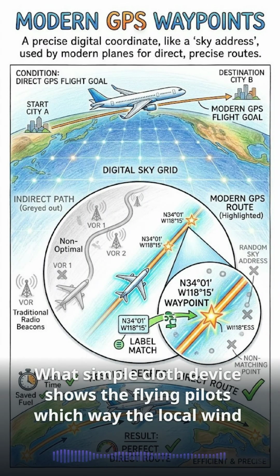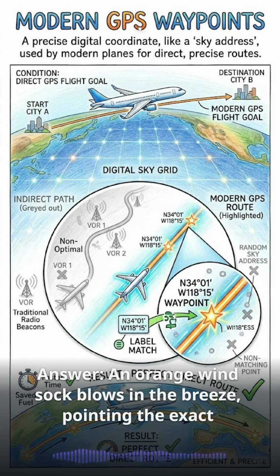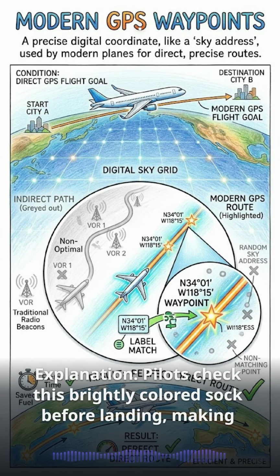32. What simple cloth device shows the flying pilots which way the local wind is blowing today? An orange wind sock blows in the breeze, pointing the exact direction the wind is moving now. Pilots check this brightly colored sock before landing, making sure they land safely into the blowing wind.